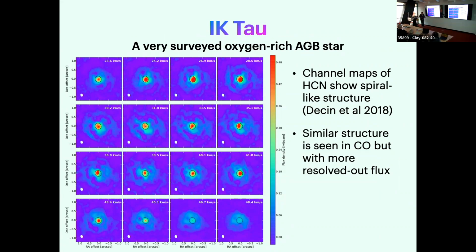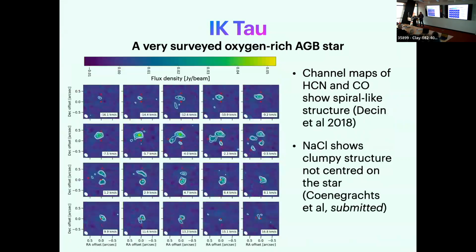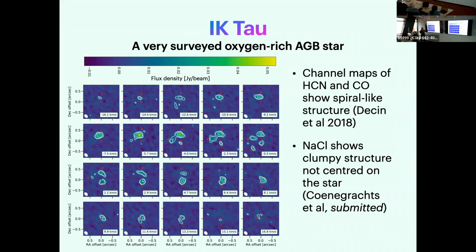But because there's a spiral, we think there might be a companion, but this companion hasn't been detected at all. And a student of mine looked at NaCl, which is not a very well-studied molecule, and actually neither is SiN, if you're wondering. And for NaCl towards IK Tau, we see these weird blobs. And why? I mean, they're also not centered on the star, which is this red dot.